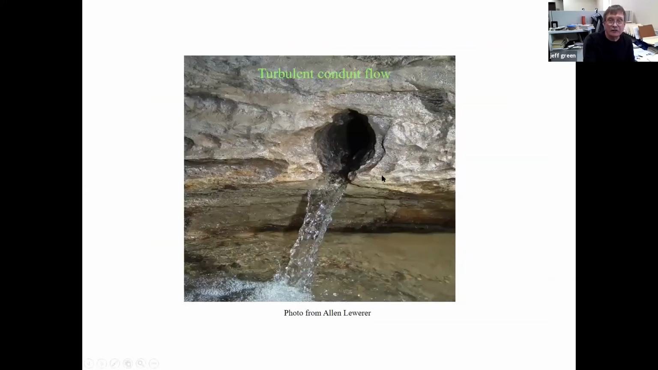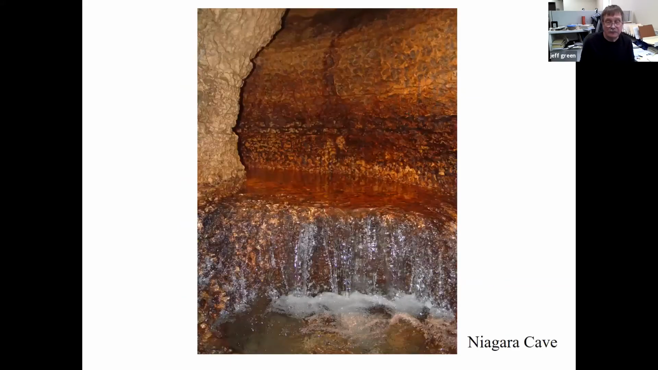And this is another example. This is called the spigot. It's in, I believe, Spring Valley Caverns here in southern Minnesota. And we call that turbulent conduit flow. A lot of water is basically going through a pipe. And that's what we see in karst. Here's Niagara Cave, which is one of our 2 tour caves. This is not the underground waterfall, but it does have an underground waterfall. That's about 60 feet high.